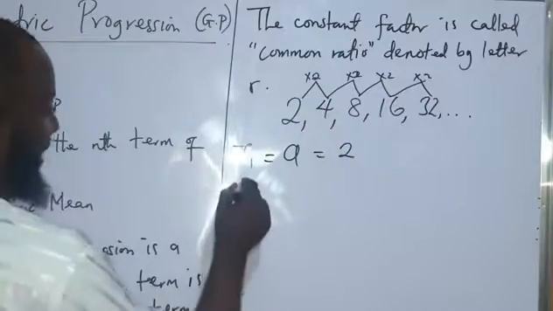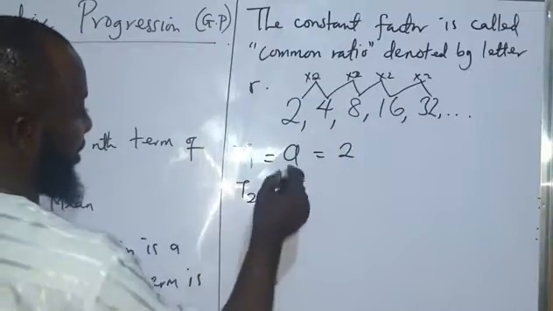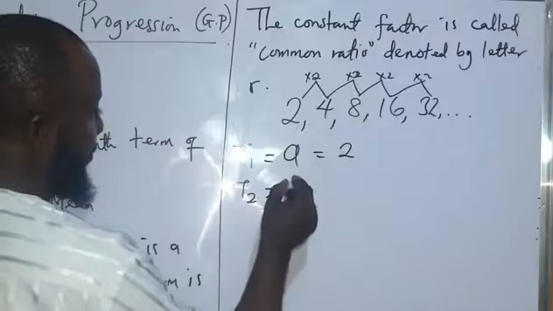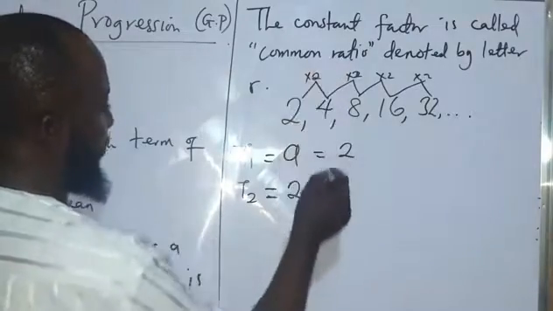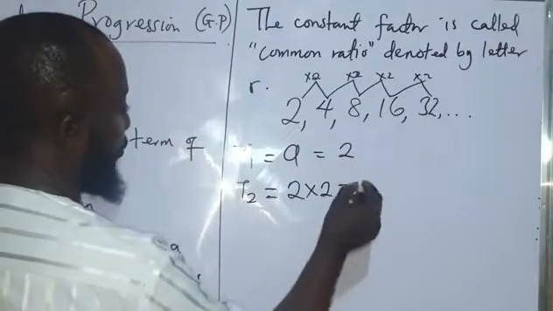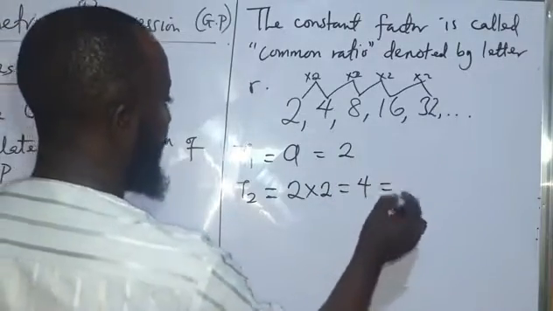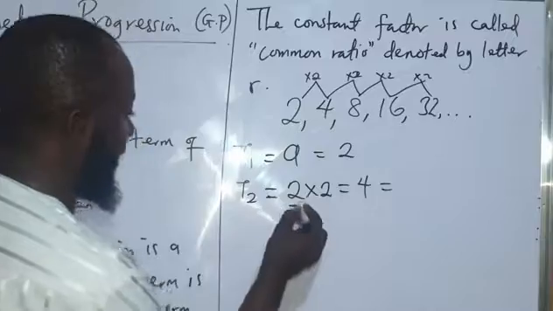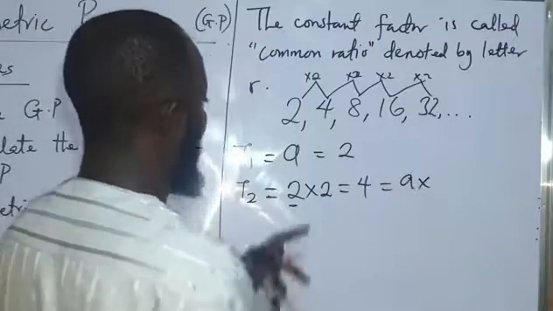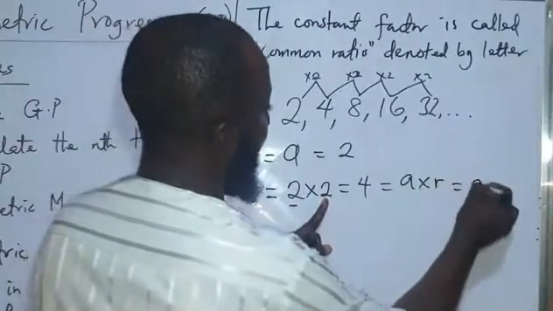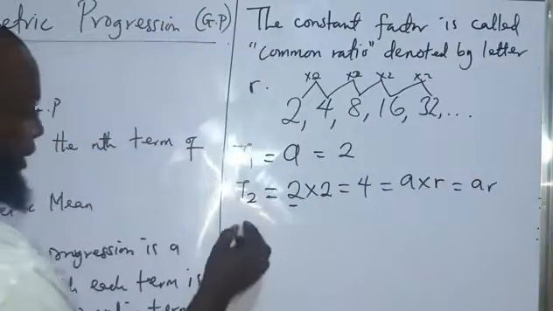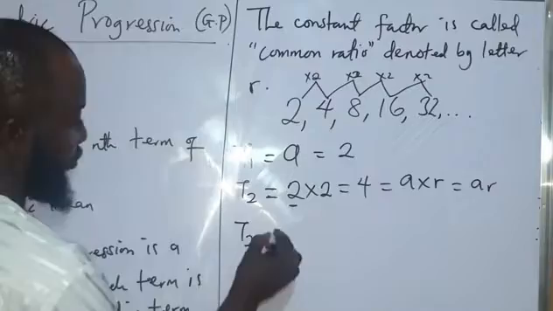Right? So then the second term will be what? The first term, which is 2, multiplied by the constant factor, which is 2. That gives us 4. So that way we can conclude that the first term, which is A, multiplied by the constant factor, which is R, gives us AR. Then the second term, which is term 2, we can have this.